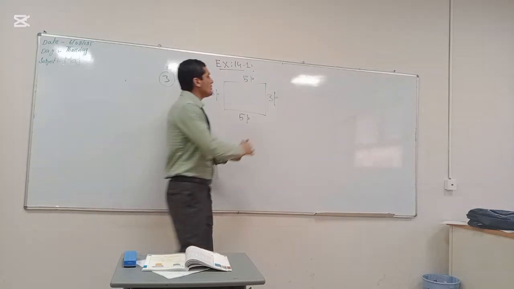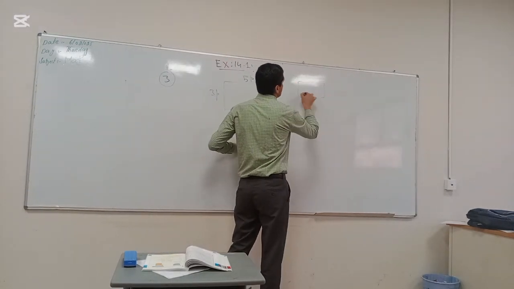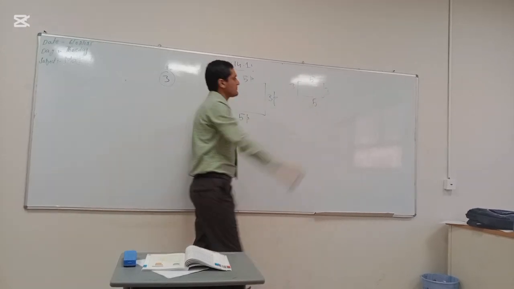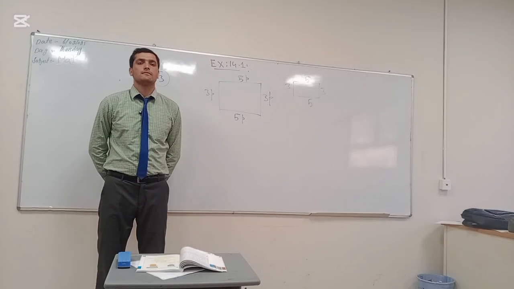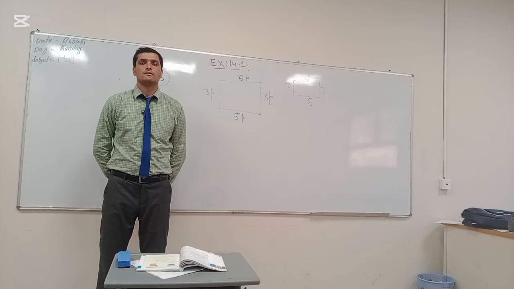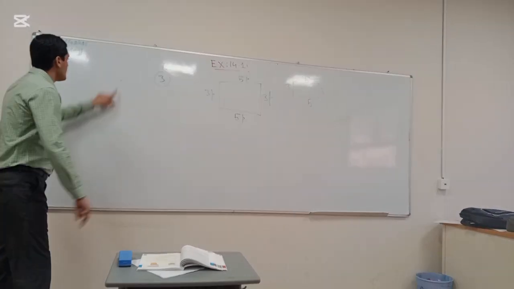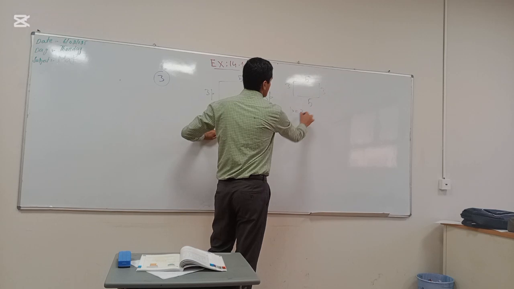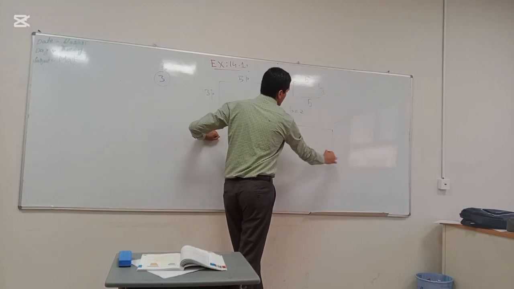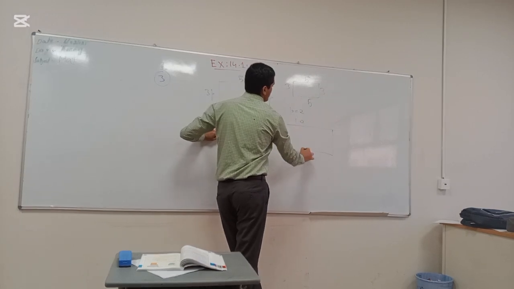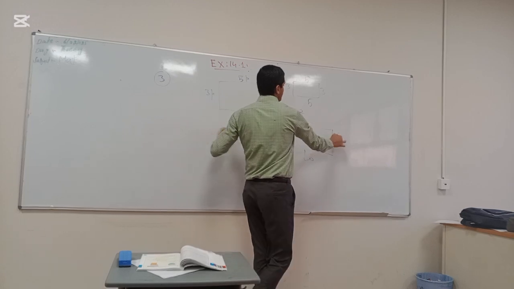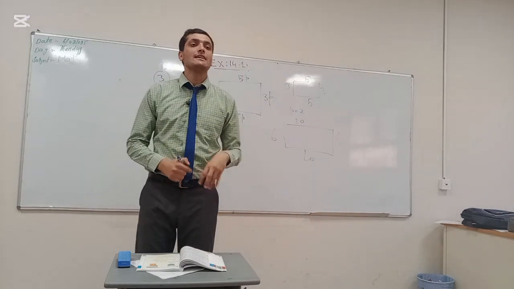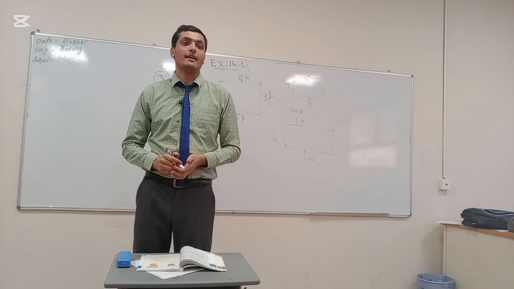Then it will give you this rectangle: 5, 5, 3, and 3. And suppose P is 2. So it will give you this rectangle. This is 10, 10, and 6. And if P is 4, it will give you another rectangle. If P is 5, it will give you another rectangle.